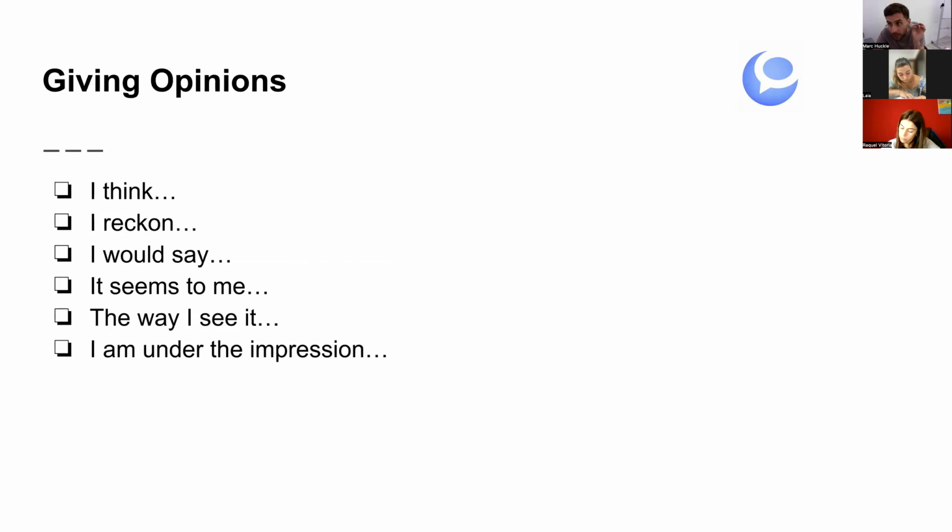Next, opinions. A nivel B1 hay que hacer más que decir siempre in my opinion. Hay que decir otros modos. Así que en vez de decir in my opinion, utilizamos estas otras frases. I think, I reckon, I would say, it seems to me, the way I see it, I am under the impression. Significa I think. Todo significa yo creo que, yo pienso que.